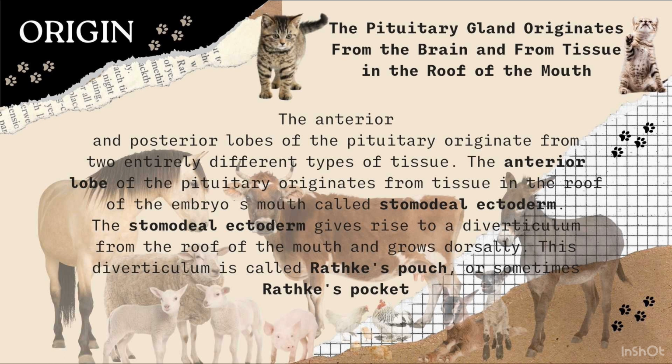Early in embryo development, a diverticulum, a sac or pouch diverting from a main tube, channel, or cavity, develops from the floor of the brain and grows ventrally toward the roof of the stomodium, the embryonic mouth. This diverticulum is called the infundibulum. At the same time, another diverticulum originates from the roof of the stomodium and grows dorsally. This diverticulum is called Rathke's pouch, or sometimes Rathke's pocket.